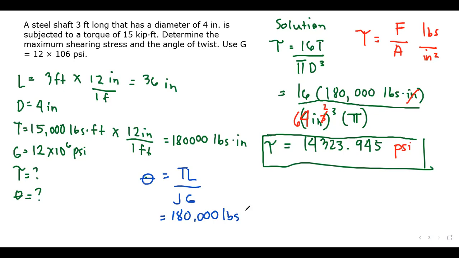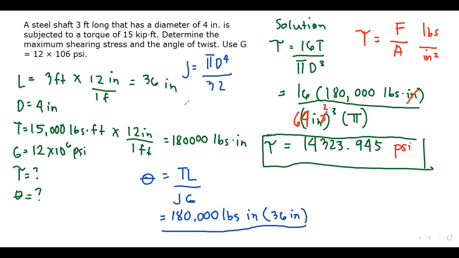Times 36 inch. Isolve pala natin yung J. So, J nito, guys, J is equals to pi d raised to 4 over 32. So, J is equals to, convert natin yan, 4 raised to 4 pi divided by 32. And we have here, J is equals to 8 pi.